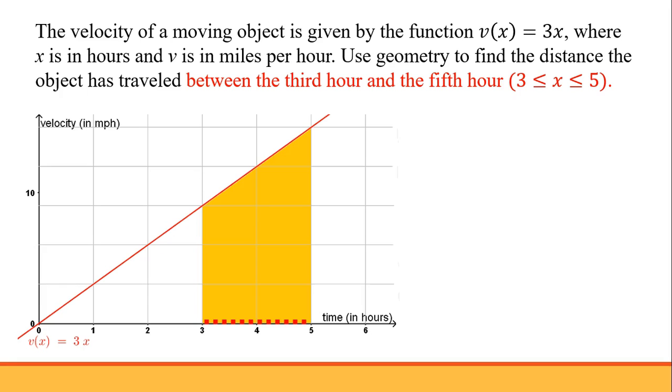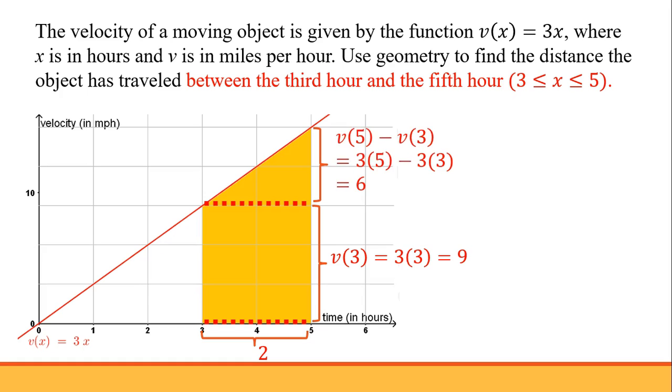We know that this distance between 3 and 5 is 5 minus 3, or just 2 units. And we could split this area up into two regions that are a little easier to find areas of, into a rectangle and a triangle. The height of the rectangle is the same as v of 3. So the height of the rectangle is 9.